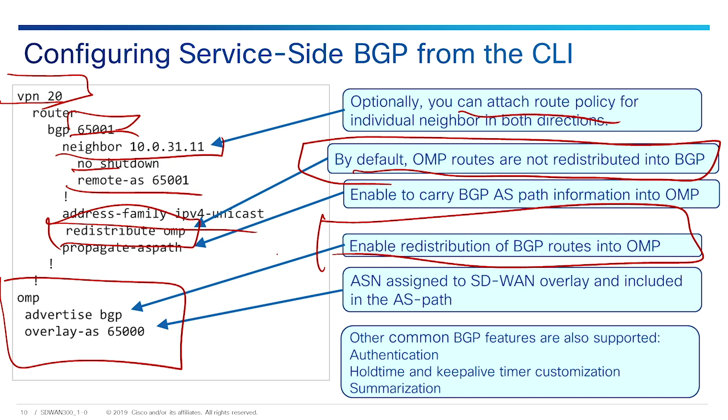Because remember, we're not running BGP or OSPF between vEdge devices. We're only doing it between vEdge devices and our inside network, and possibly to a CE router, a PE router. Okay?